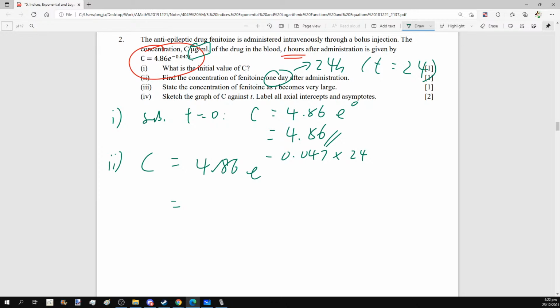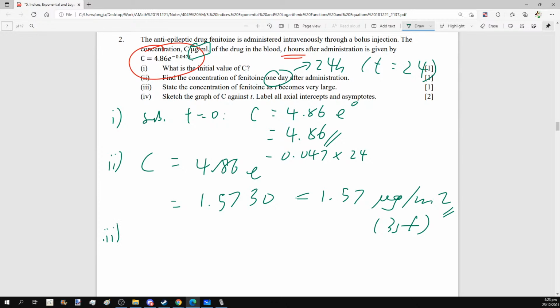Now this is obviously something that even I cannot do mentally, so I'm going to have to smack on the calculator quite often today. So in this case, 4.86 e to the power of negative 0.047 times 24, we're going to get 1.5730. From here, then we can round it off to 3 significant figures. This time round, the question is asking for concentration, so please remember to give units.